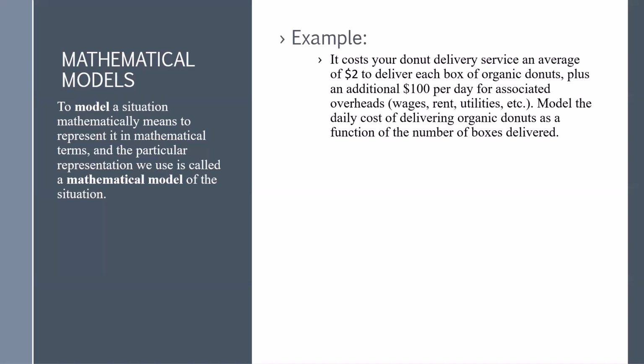So it costs us $2 to deliver each box. So the total cost is going to be 2 times the number of boxes that we deliver. There's also an additional $100. So our cost is going to be 2 times x plus 100.